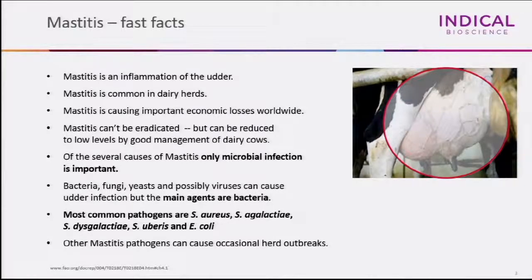And with this, I'm moving right away into mastitis, and I'm aware that there's not much new I can tell you, and therefore I decided to pick some information from the FAO website, where it's stated that among the several causes of mastitis, only microbial infections are important. Bacteria, fungi, yeast, and possibly viruses can cause infection, but the main agents are bacteria. Among those, the most common pathogens are Staph aureus, S. agalactiae, Strep dysgalactiae, Streptococcus uberis, and E. coli.